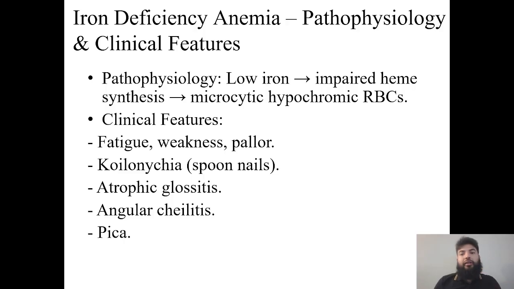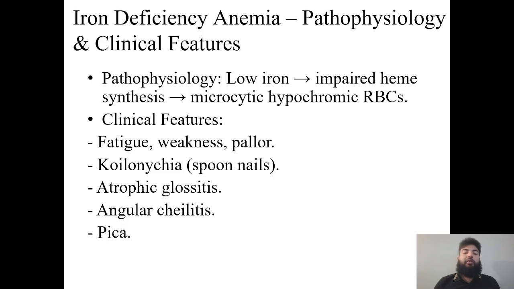So low iron impairs heme synthesis, causing microcytic hypochromic RBCs. The clinical features include fatigue, weakness, and pallor and skin color. Koilonychia, which is basically an increase in the white area at the base of your nail. If you look at your nail, there's a whitish area at the base. So in this kind of anemia, you will see an increase in the whitish area at the base of the nail, and this is called koilonychia.